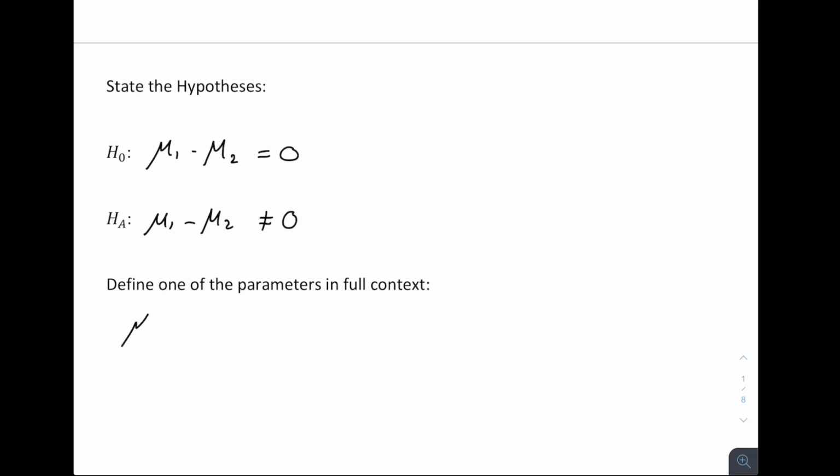We'll define one of the parameters in context now. I'll just choose to define mu1. And mu1 is a population mean. It's going to be the population mean of the first group, which I'm going to call orange juice. And it's the compression strength of all cans of orange juice. I'm just going to write OJ here for short. It's not a sample mean. It's not a proportion, and notice that I had to tell you what I was measuring, the compression strength, and who I was measuring it on, cans of orange juice.